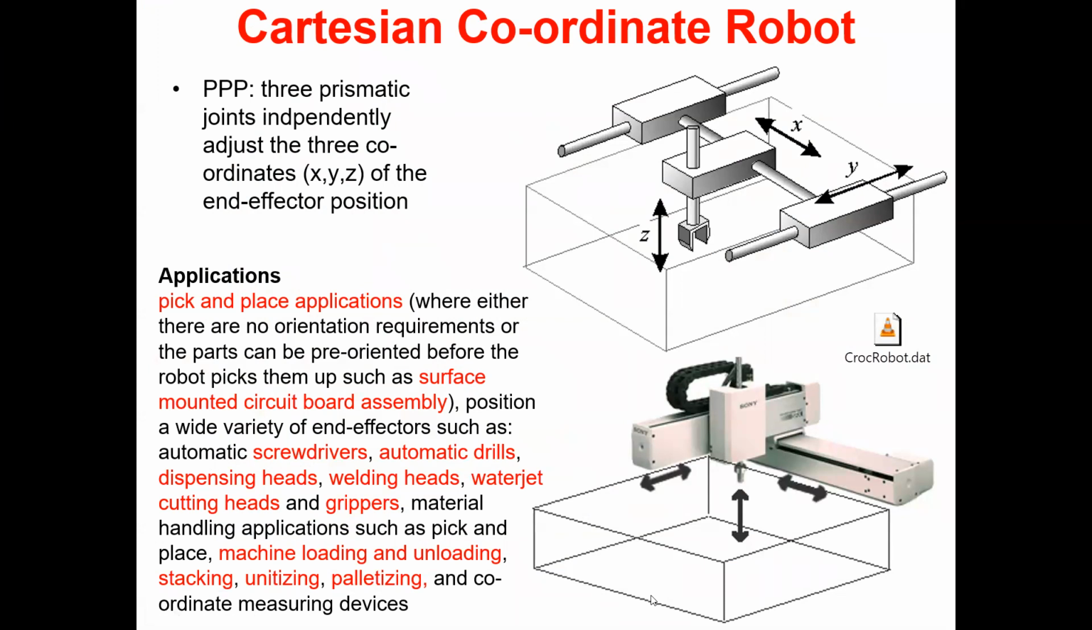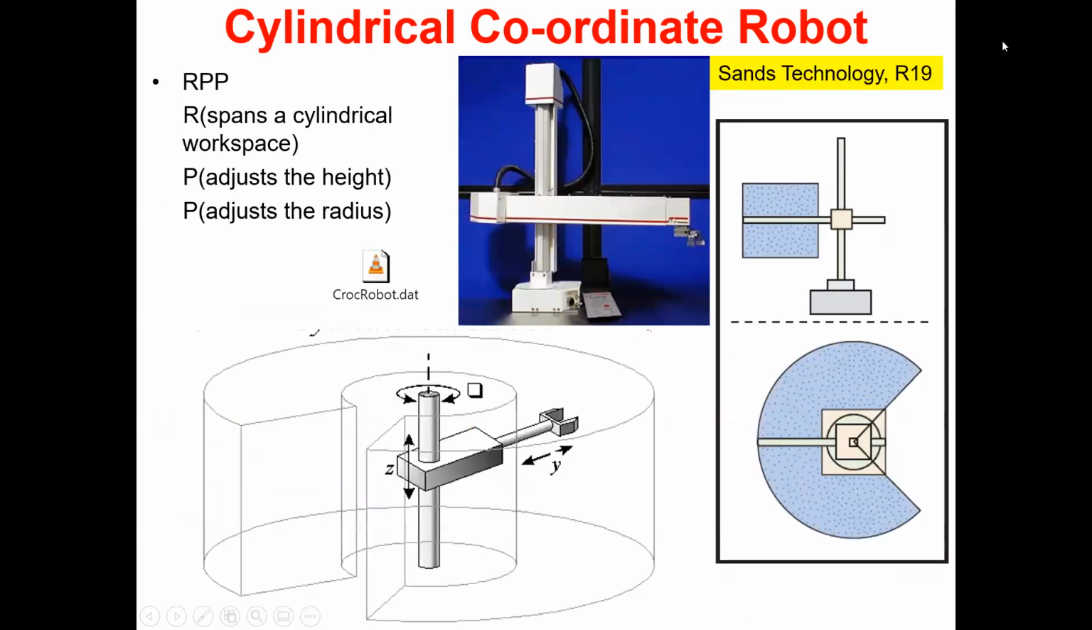So there are a lot of applications, and I request you to learn, read about this material. I will make it available, right? A lot of things: screwdrivers, automatic drills, dispensing heads, welding heads, grippers, cutting heads, etc. The second type is basically the cylindrical coordinate robot.